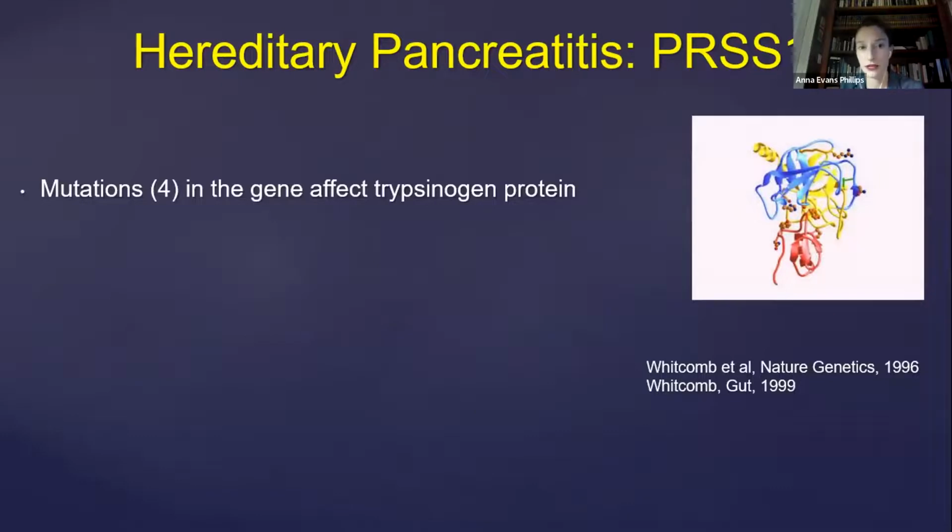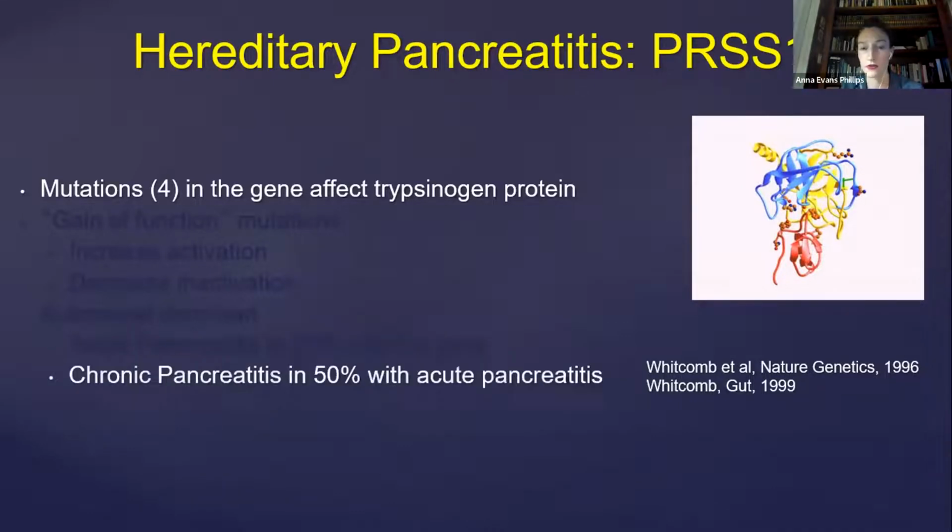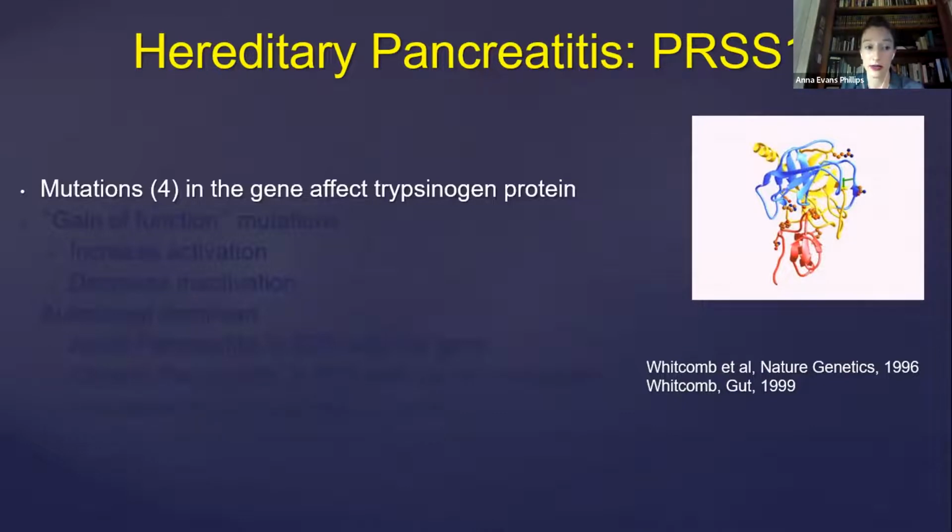So then just briefly, in the interest of time, hereditary pancreatitis describes mutations in the PRSS1 gene. There are 4 that are particularly well described, and these are gain of function mutations that increase the activation of trypsinogen and decrease its inactivation. This is an autosomal dominant disorder, and about 80% of those who have one of the gene mutations show signs of acute pancreatitis. And in 50% of those, they may go on to develop chronic pancreatitis.